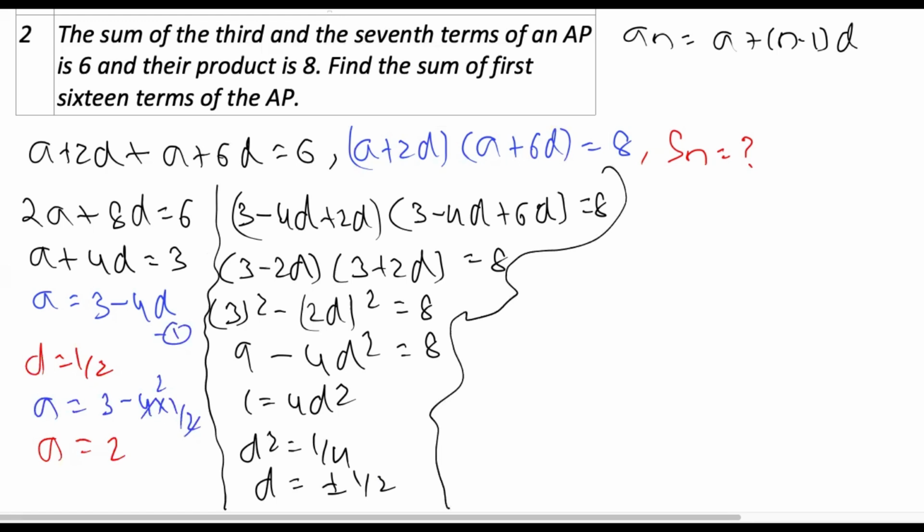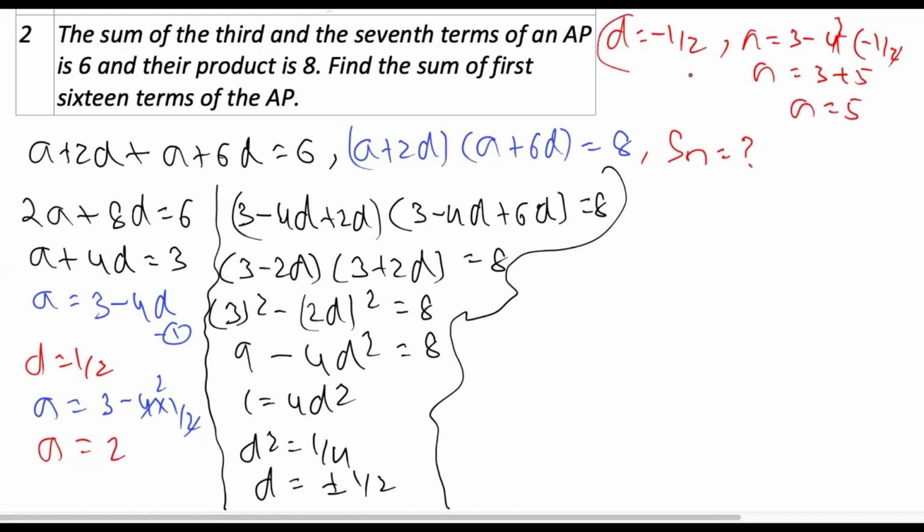Now, when I take d as negative half, as I said, we have two values of d. Then from here, a is 3 minus 4 times d, and d is minus half. So this gets cancelled, and a comes out to be 3 minus minus, plus. So a comes out to be 5. Now this is the second such value.